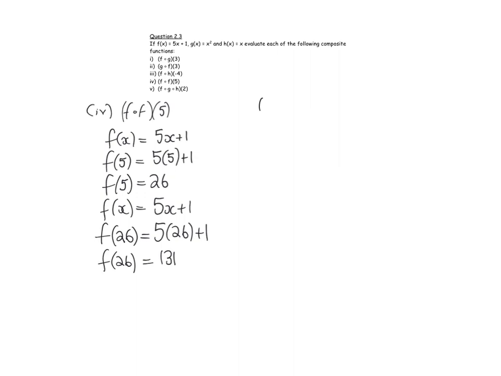And the final part, part 5, we have (f∘g∘h)(2). So that means h before g before f. So we have h(x) is equal to x. So then h(2) is just going to be 2. Write that out again so we keep it in the same pattern.